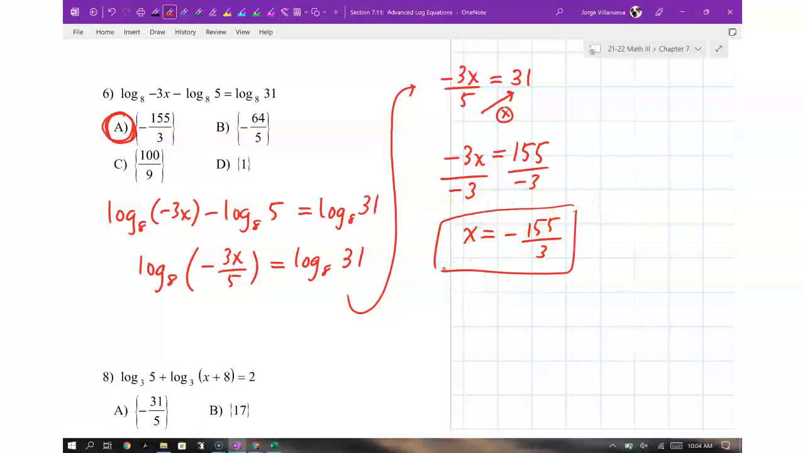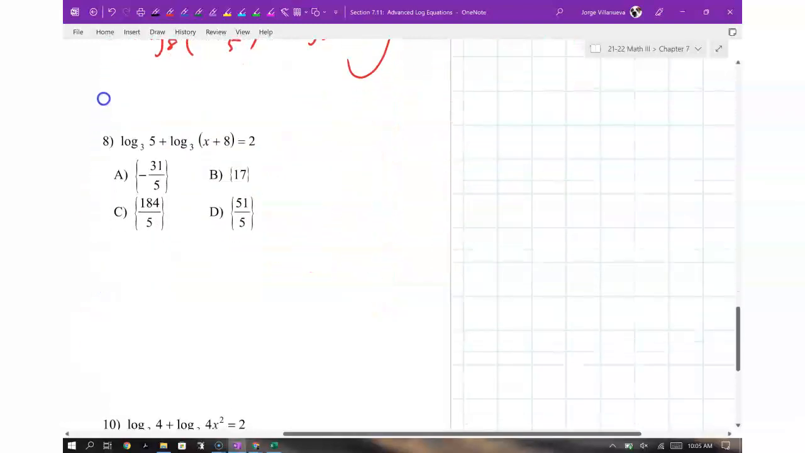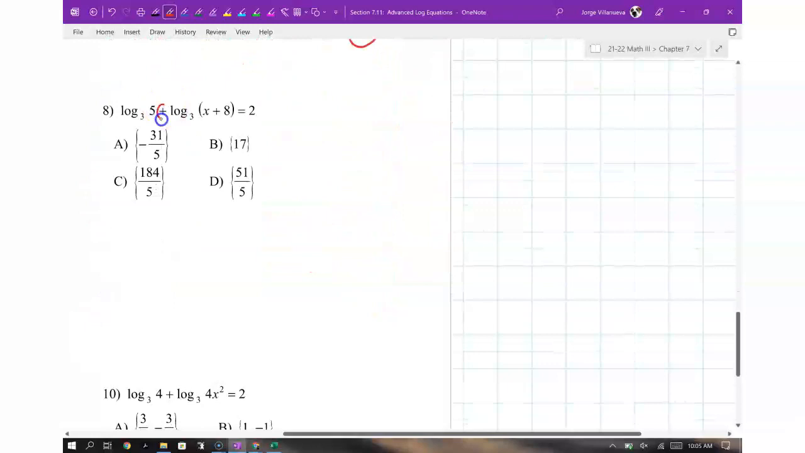So are we okay with that one? A lot easier than the previous ones, right? No need to factor, nothing like that. So that was nice. What do we do with the logs when you see a plus in there? Yeah, multiply them, right? So log base 3 of 5. I'm just going to write it out again. Plus log base 3 of x plus 8 is equal to 2.